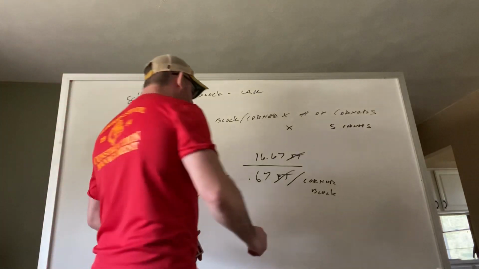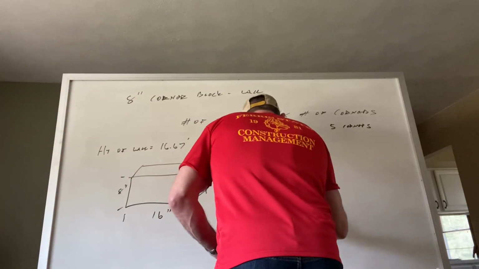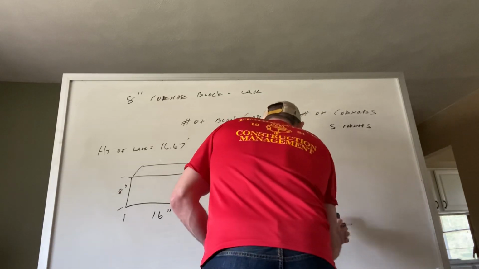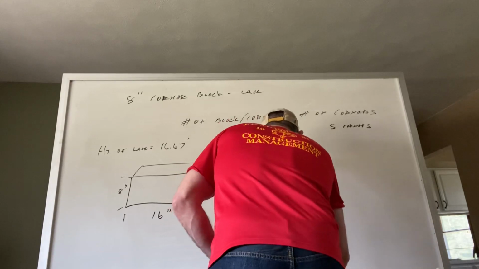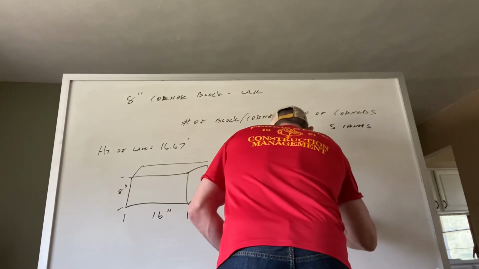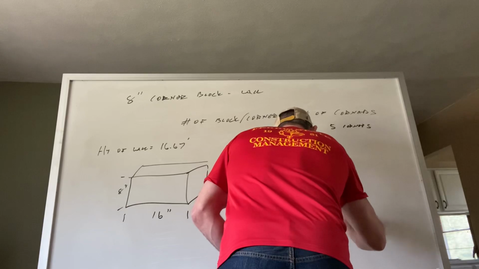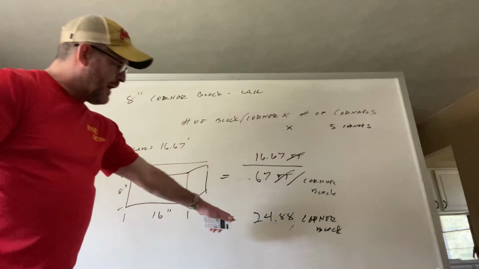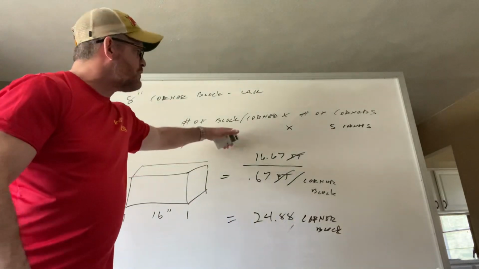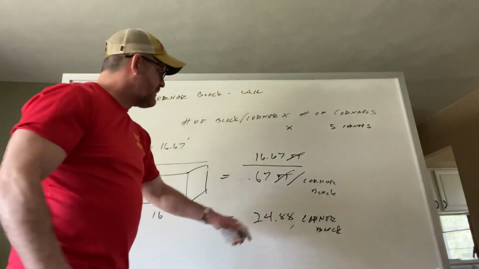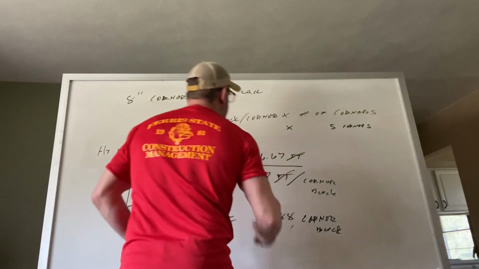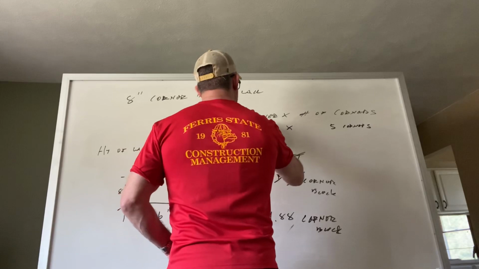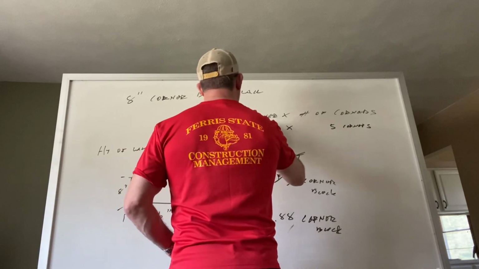And I get 24.88 block per corner. I'm sorry, I get 24.88 corner block. Okay, so now I could round here if I wanted to, say 25 times 5, or I can round at the end. Again, we said we're going to determine that we're going to round at the end. So here I have 24.88 block per corner.